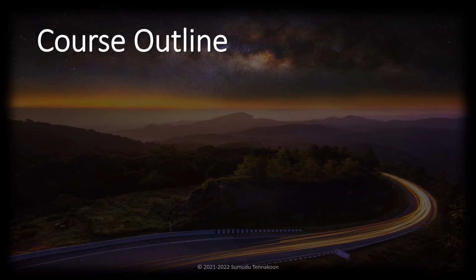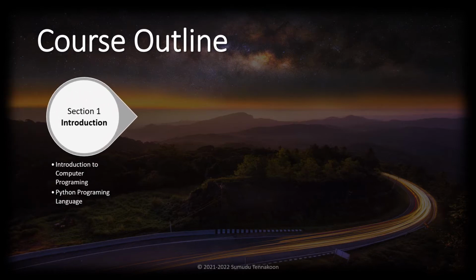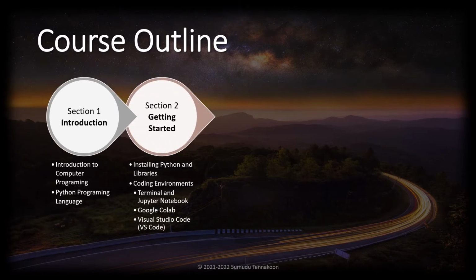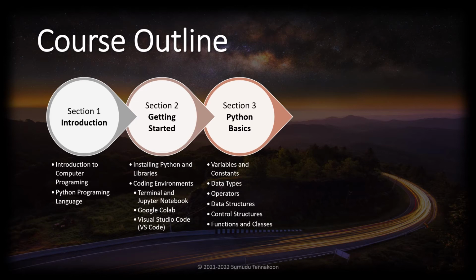Course outline. This course is divided into 5 sections. In section 1, we will start with Introduction to Programming and Programming Concepts. This will help you to build the foundation to code with any programming language. Later in this section, you will get introduced to the Python programming language. In section 2, we will guide you to set up your coding environment and how to install and use Python libraries. Section 3 is for building your programming skills foundation to code with Python, understanding the vocabulary, syntax and semantics of Python.